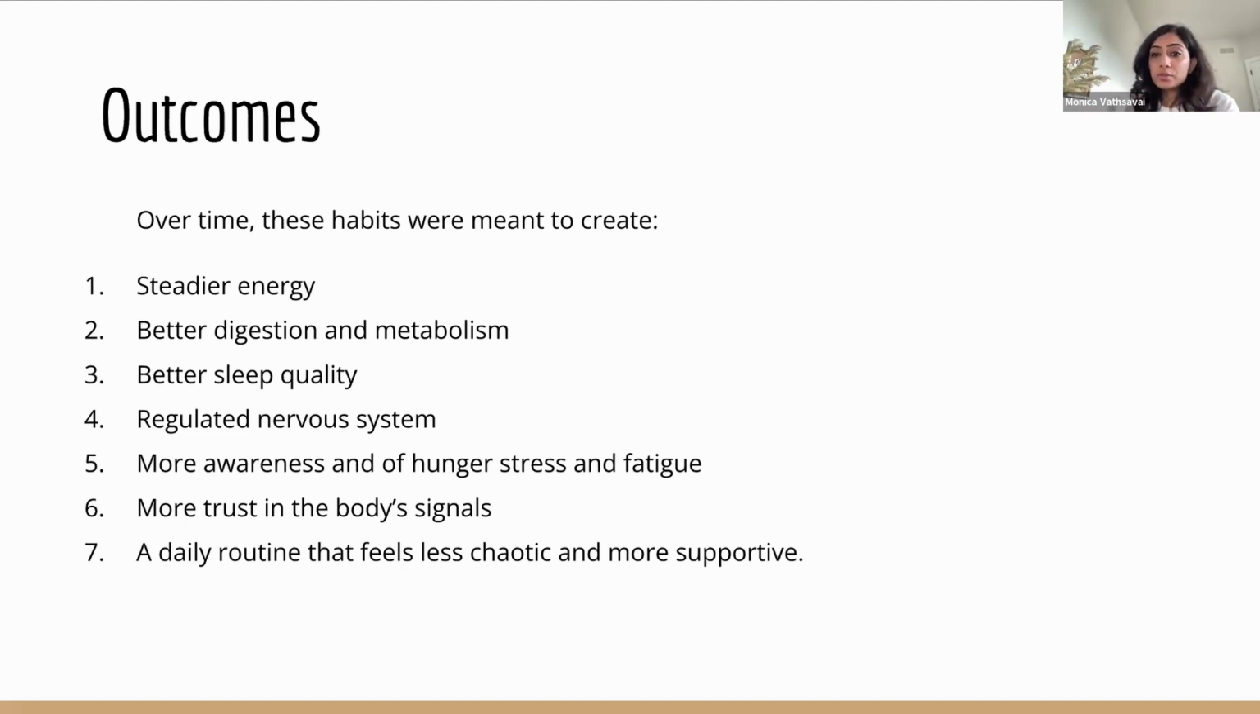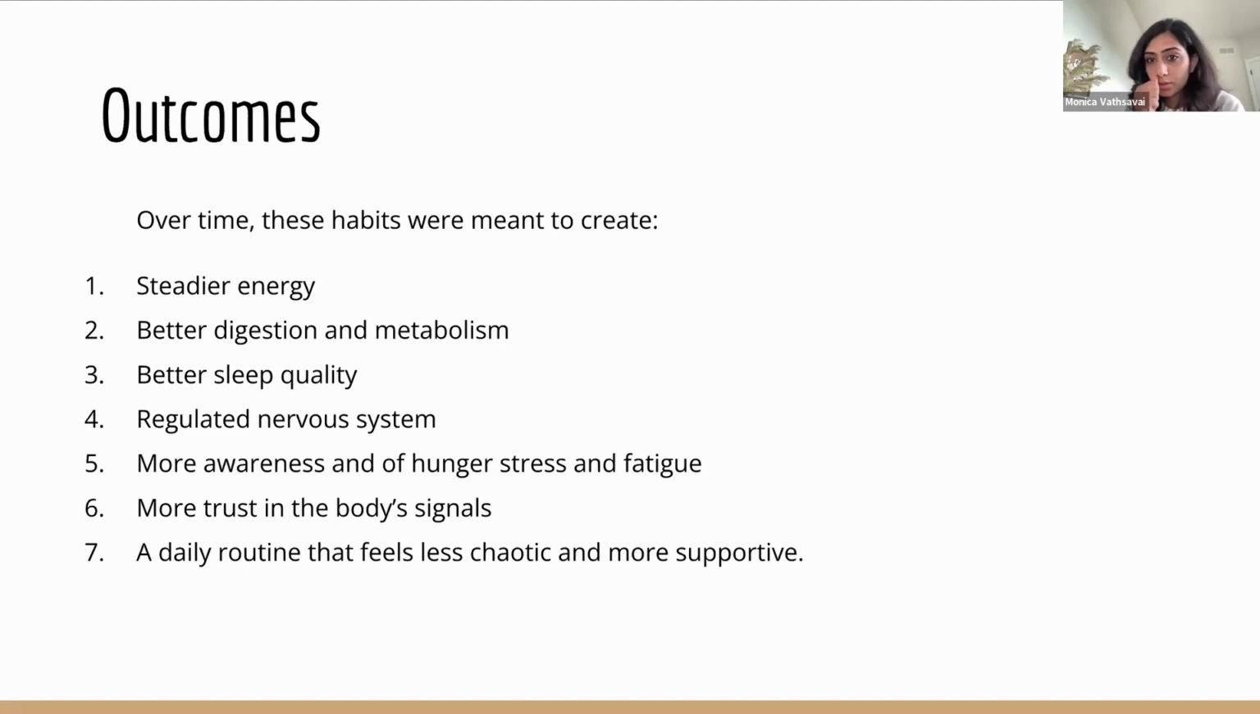And these habits also support better sleep quality. Our evening rituals, early dinner, and more predictable daily rhythms overall, they help the body transition into rest more easily and our sleep quality improves. Because sleep is often not just because of what happens at night, but because the whole day has become more regulated.